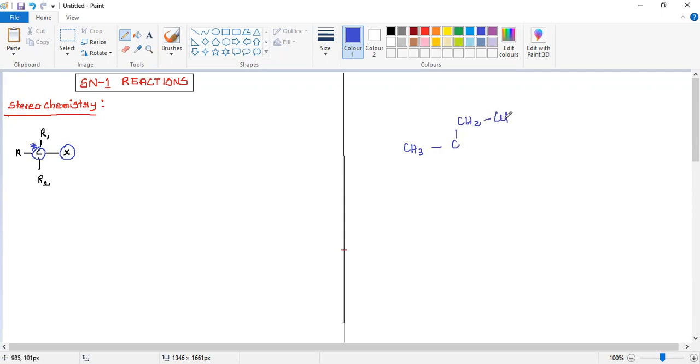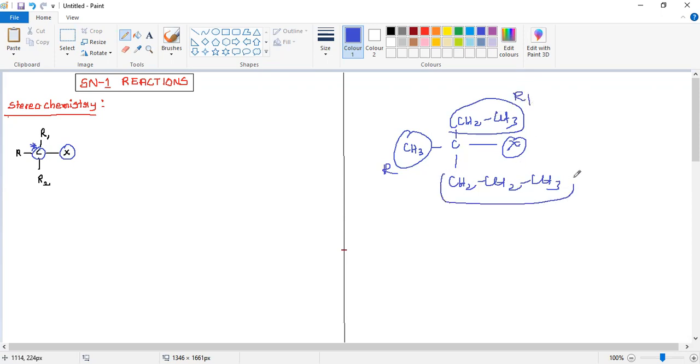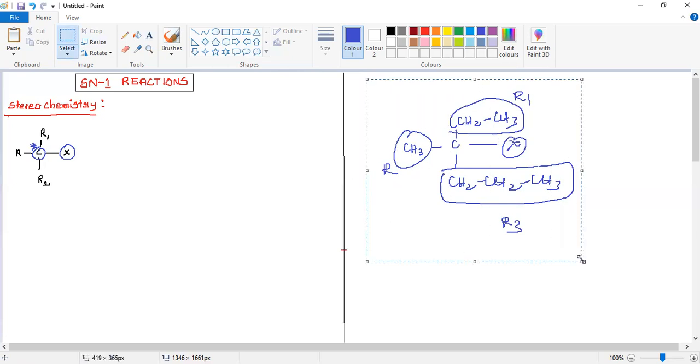Here I can give an example roughly: CH2 CH3, and this one is CH2 CH2 CH3, and here I have given one halogen atom. This one, methyl, I'm giving as R; this one is ethyl, I'm giving as R1; and this is propyl, giving as R3. Okay, followed now beta. Clear? Shall I clear this one?